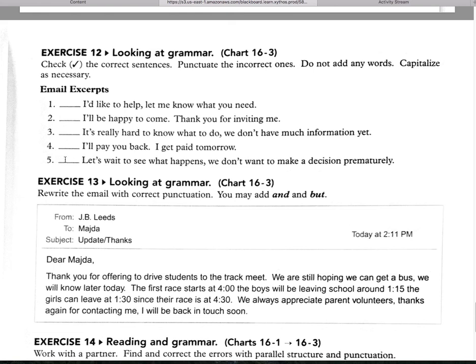Number 5. Let's wait to see what happens. We don't want to make a decision prematurely. Well, ask yourself, is this correct or not?